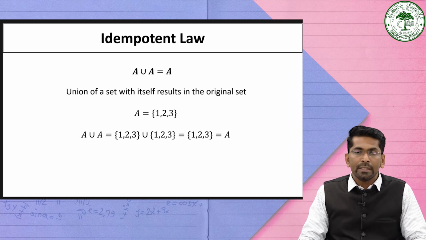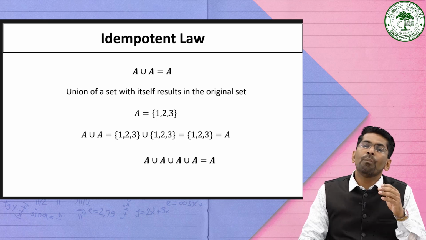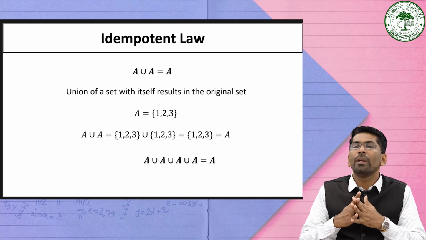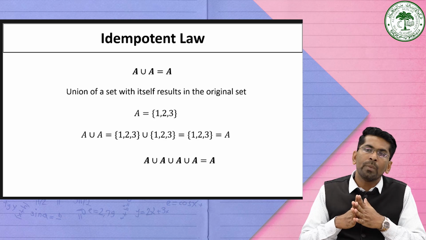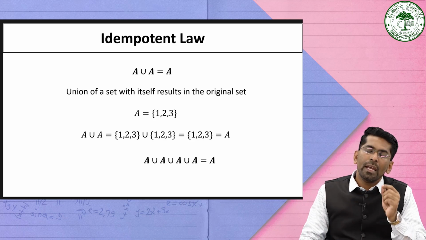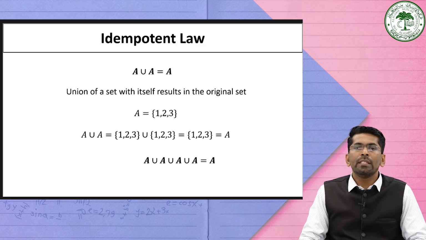So here we can say that A union A union A union A is also equal to A, because applying it multiple times to the same set does not produce any different outcome beyond the first application. Therefore, A union A union A union A is equal to A. So this is the idempotent law.